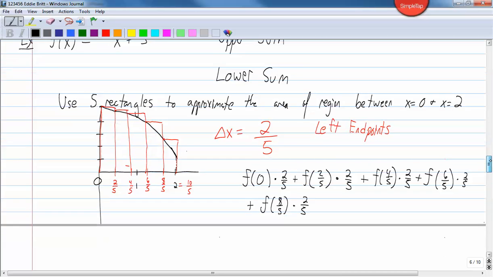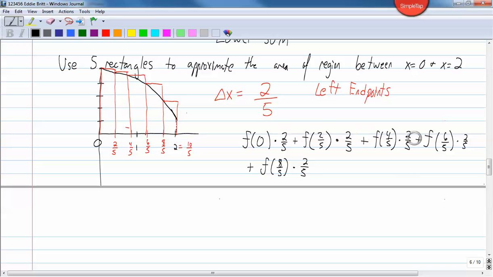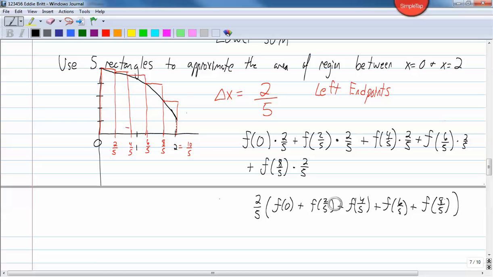Okay? Now, another way to write this, a shorter way, shorthand, you could say, is just 2/5 times f of 0 plus f of 2/5 plus f of 4/5 plus f of 6/5 plus f of 8/5. So that's a little shorter way to write that. It's the same width every time, so all you have to do really is find these values, add them all up, and then say that times 2/5.